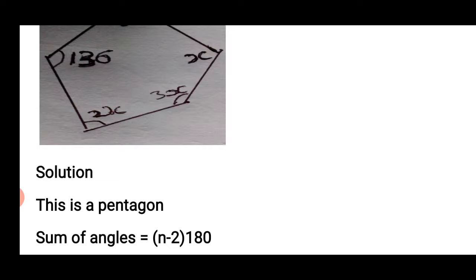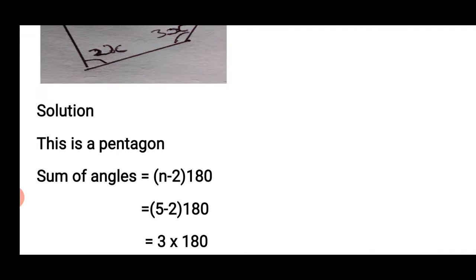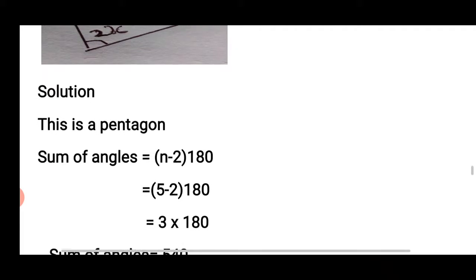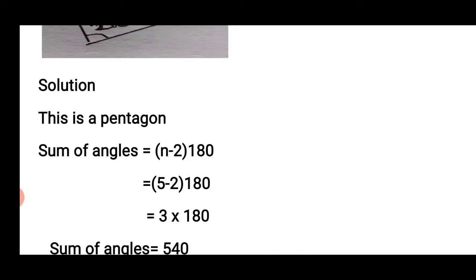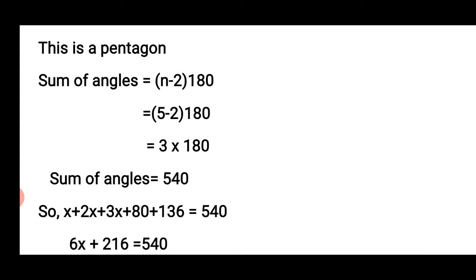Now find the sum of angles in the pentagon using the formula n minus 2 into 180. n is 5. That is 5 minus 2 multiplied by 180. 5 minus 2 is 3. 3 multiplied by 180. The sum of angles is 540. For any pentagon, the sum of angles is 540. Whether regular or irregular pentagon, the sum will be 540.